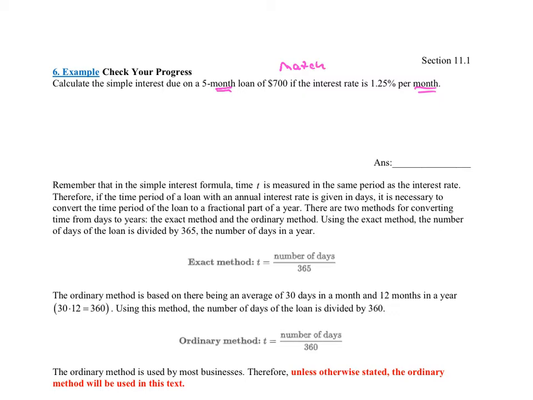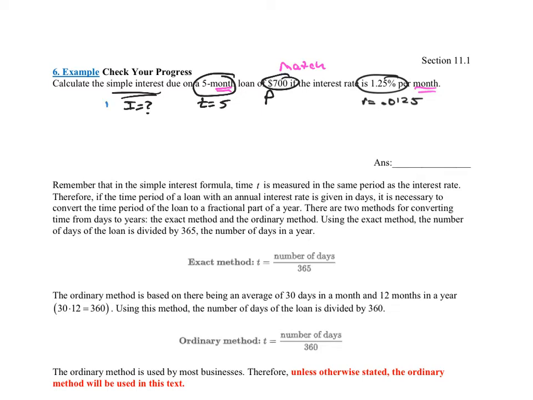For instance, 5 months is not 5/12. It has to stay as months, okay? So here it says calculate the simple interest on a 5-month loan. That tells me that T equals 5 of $700. So that's my P, my initial investment, my principal. And then my monthly interest rate, again, it has to be monthly because time is monthly, is 0.0125. They want to know the simple interest, so we don't know what I is.